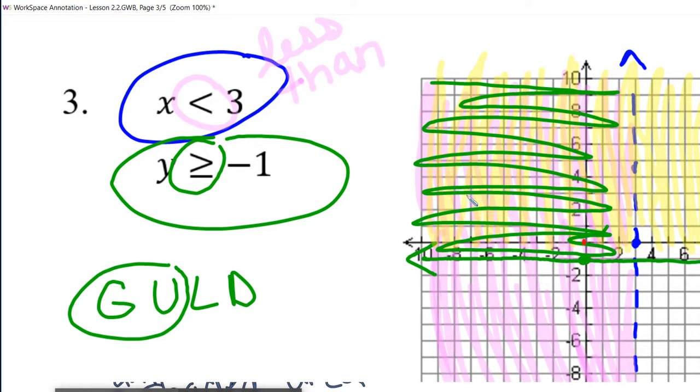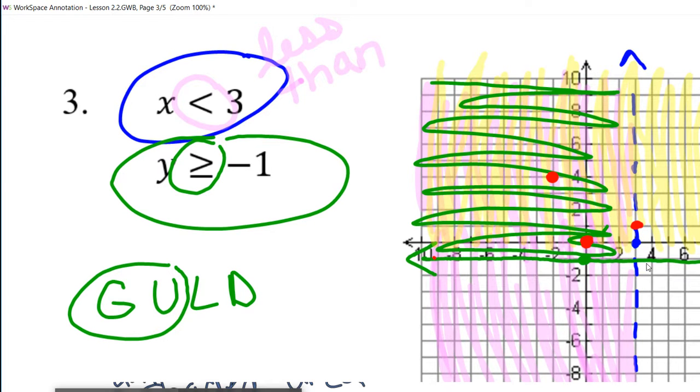What could be another solution to this system? Negative 2, 4, yes, it's in the dark area. What about 3, 1? Is that a solution? No. Is it on a solid line that adjoins the area? No. But what about negative 9, negative 1? Yes, why? Because it's on a solid line that adjoins the dark region.